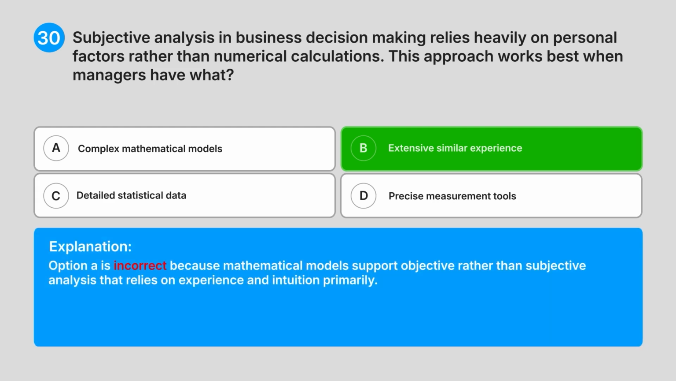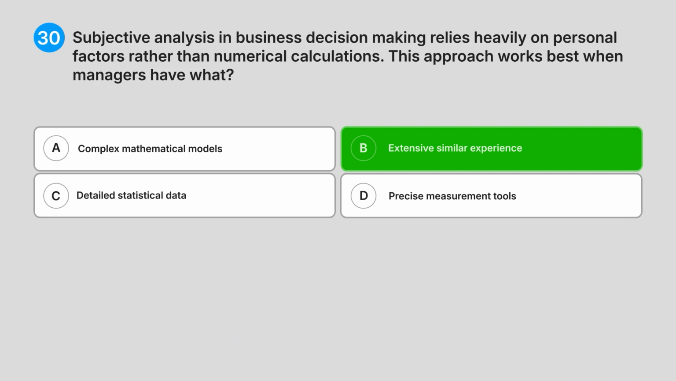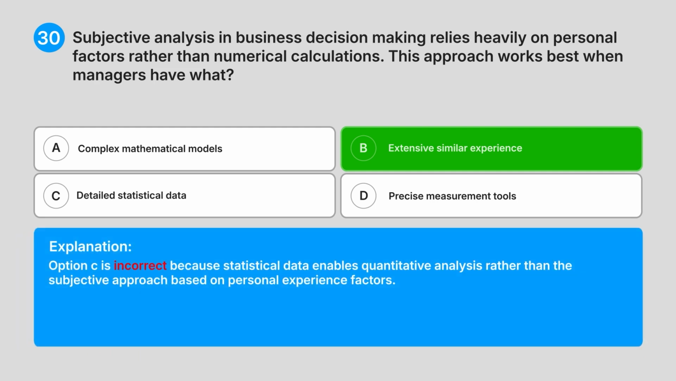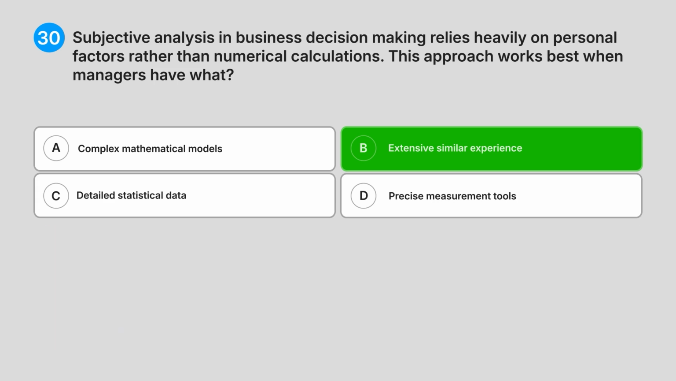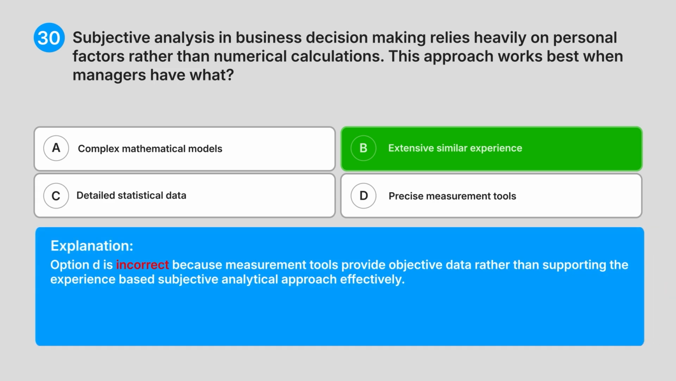Option A is incorrect because mathematical models support objective rather than subjective analysis that relies on experience and intuition primarily. Option C is incorrect because statistical data enables quantitative analysis rather than the subjective approach based on personal experience factors. Option D is incorrect because measurement tools provide objective data rather than supporting the experience-based subjective analytical approach effectively.